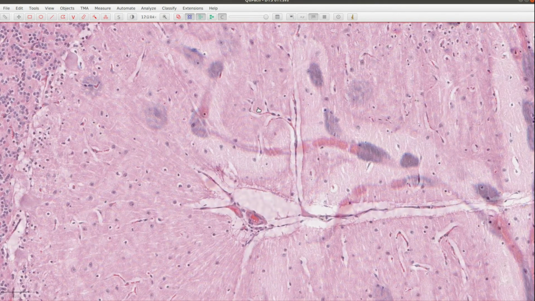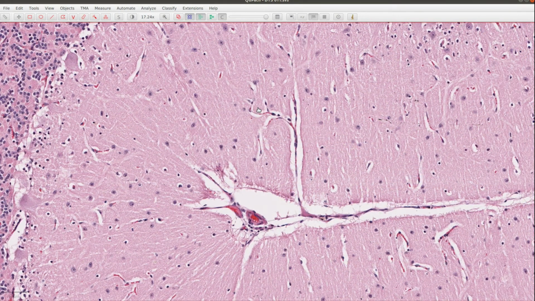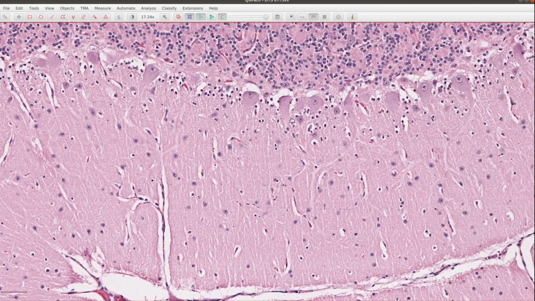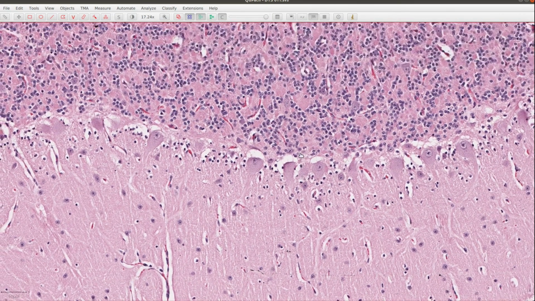So those were some quite easy examples. They fit the schematics pretty well. What about some more difficult examples of blood vessels? The tricky ones where they're cut in oblique sections or in orientations that you couldn't quite expect.